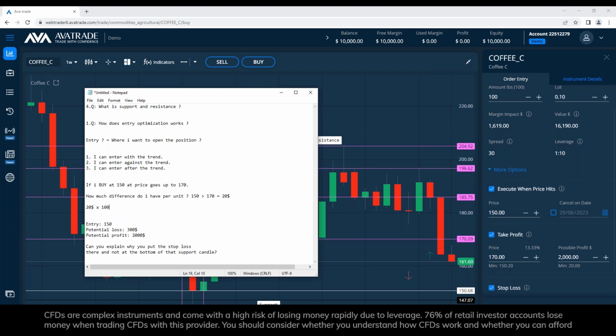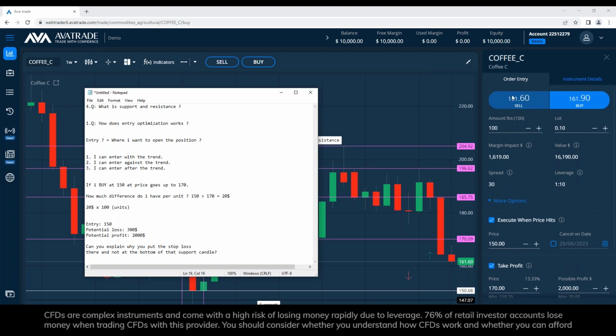$20 multiplied by 100 units, right? So how much is that? 2,000. Does that comparison work? Yes, exactly. Very good. Good job. Okay, so this comparison here.